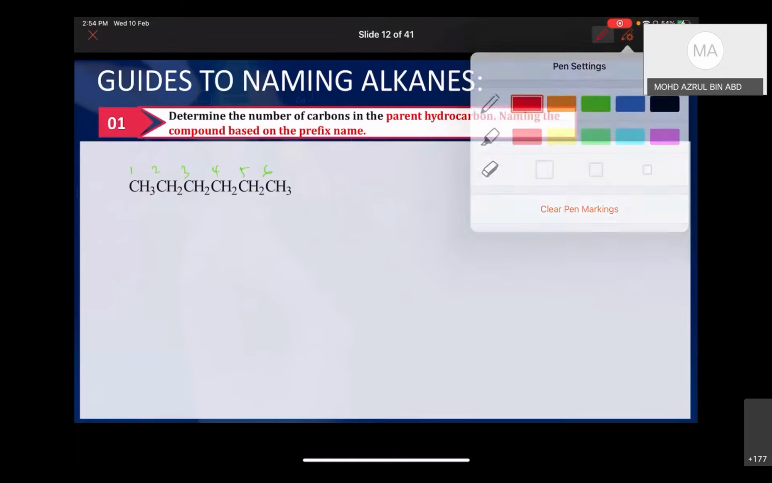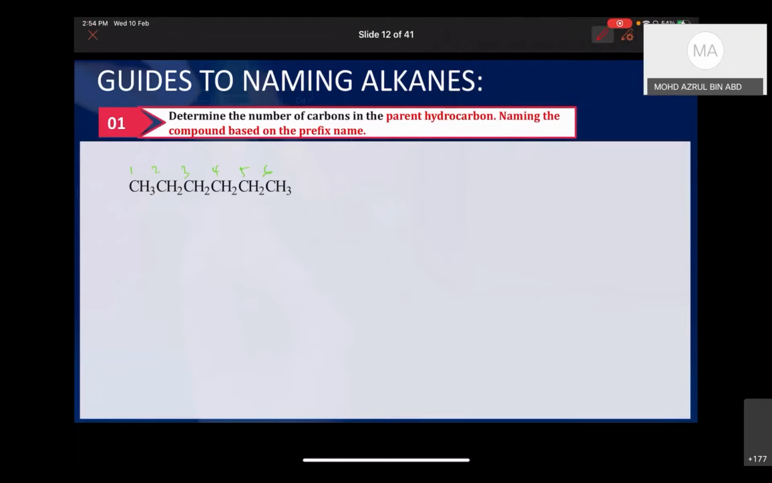So for 6 carbons, what is the prefix name of the compound with 6 carbons? Anyone? 6 carbon. Hex. Yes. This one is hex, which is the prefix name. So to name it as an alkane compound, you just add the -ane ending. So the compound we call it is hexane.